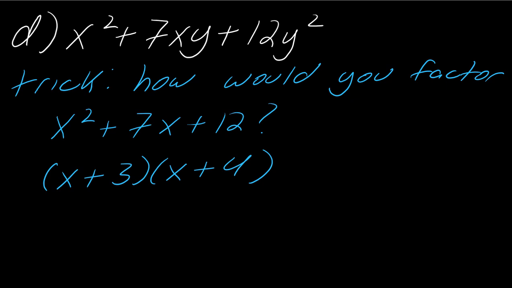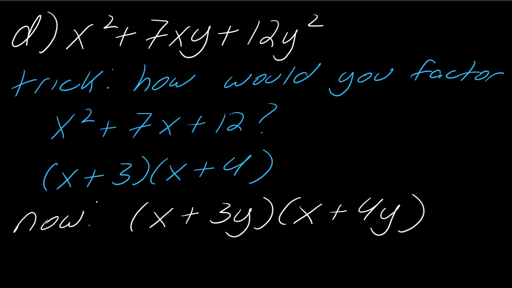Okay, so then what would I do to get the y squareds and the xy's in there? Well, all you really need is to tack a y on to those numbers at the end. So now the way to factor this will just be x plus 3y, x plus 4y. And then look, you get 3xy and 4xy, and that'll get you your 7xy. So really you're just tacking on an extra variable or letter in this case. Okay.